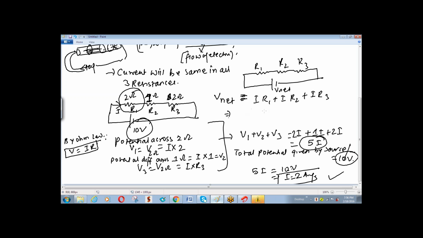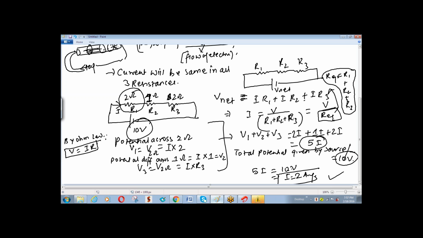Right. So can I conclude that I is equal to V upon R1 plus R2 plus R3? Because I could have taken I common in all these things. So this is V upon R equivalent, right? And finally we can substitute that R equivalent is equal to R1 plus R2 plus R3. What is the meaning of the equivalent? It means that, instead of these three, we could have placed only one resistor whose value is R1 plus R2 plus R3. I will show you an example. So if you have noted, we can move on.